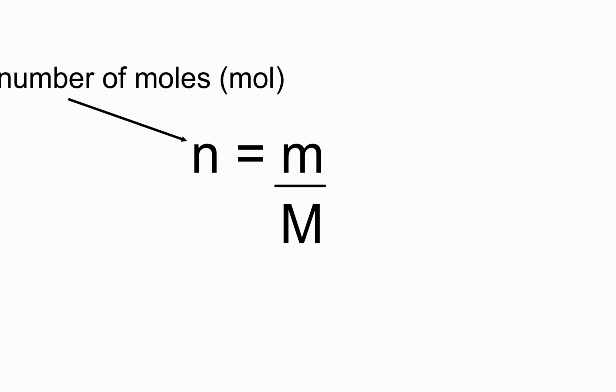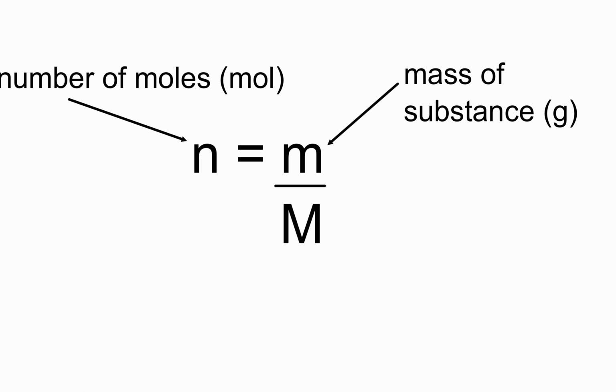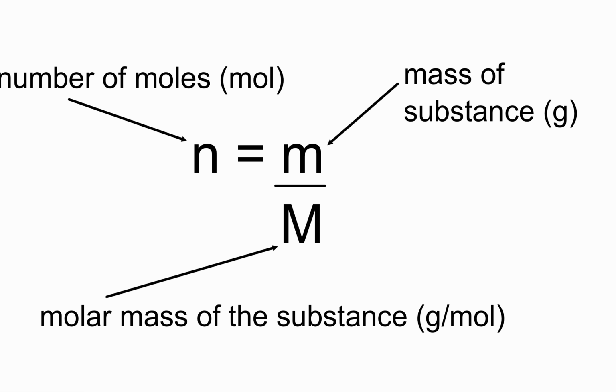n represents the number of moles, and the unit of that would be mole. The lowercase m represents the mass of the substance, which is in grams. The uppercase M stands for molar mass, which the unit would be grams per mole. If we were to calculate the mass, we just rearrange that same formula, and it would end up giving us mass equals number of moles times molar mass.